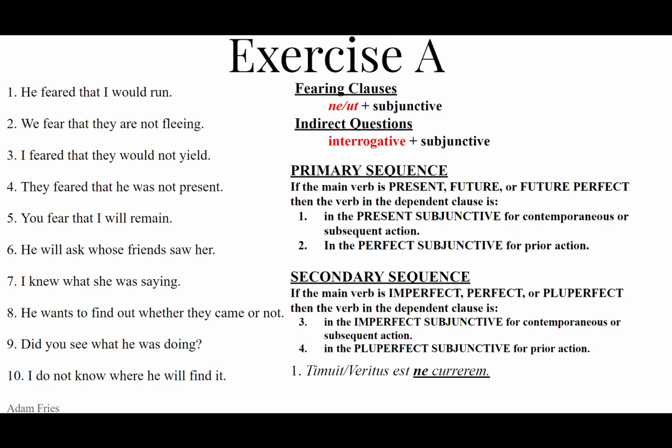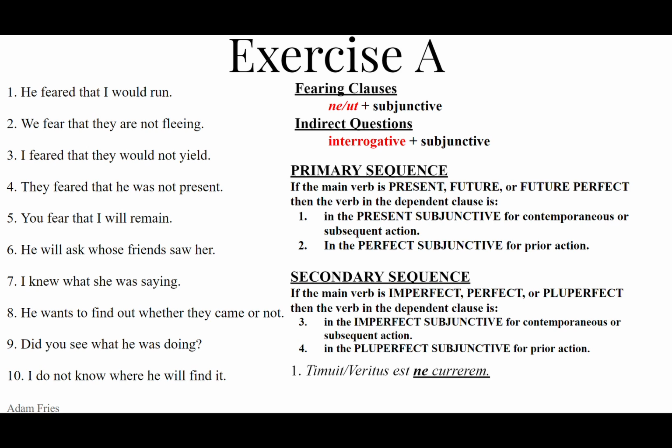This is going to be a subsequent action to a primary tense, I do not know, where he will at some point in the future find it. So we want the present subjunctive. Or you could do that fancy thing to use the future active participle plus a form of to be in the subjunctive. So I do not know. Nescio, ubi, or quo, where he will find it. For it, we could say id, the accusative singular neuter of is, ea, id, the direct object of the verb, where he will find it.